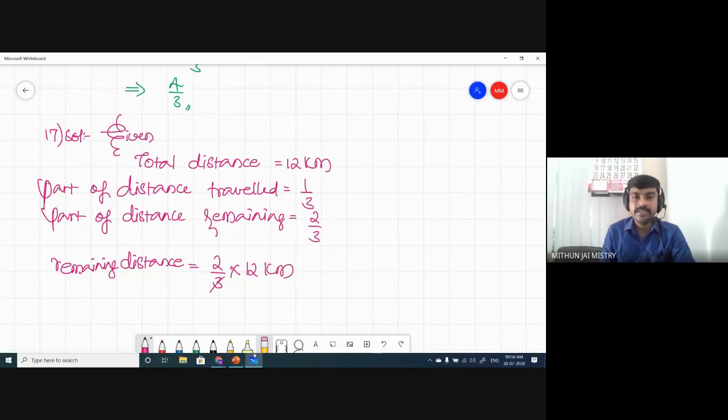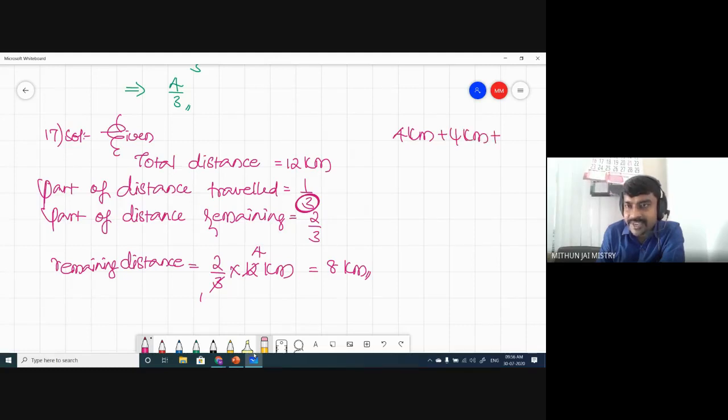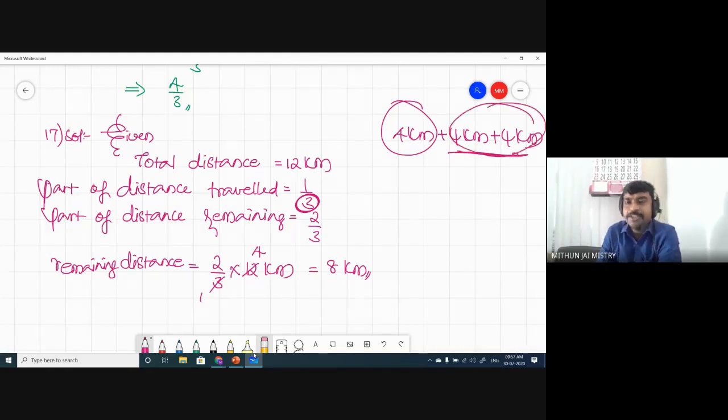Now 3 ones, then 3 fours. So 2 fours are 8. 8 kilometers he has to travel still. That means he has traveled only 4 kilometers. Now 12, if you divide into 3 equal parts, each part will be 4 kilometers plus 4 kilometers plus 4 kilometers. So in that 1/3 he has traveled. Still 2/3, that is still 8 kilometers he has to travel.